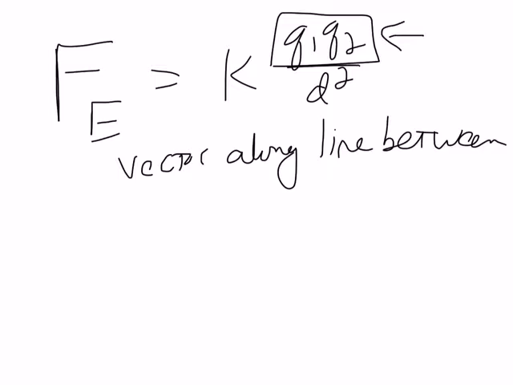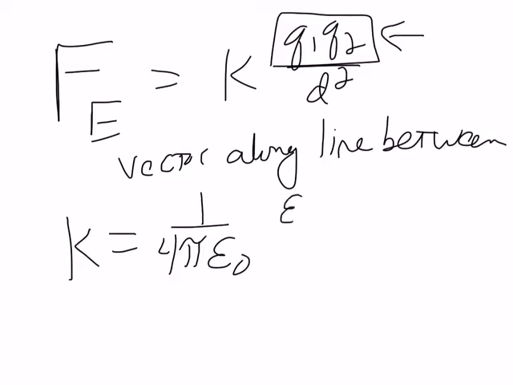Okay? Finally, I'm just going to tell you right now, you're going to see this sooner or later, that K has another way of being written. 1 over 4 pi epsilon naught. Okay? Where epsilon naught is equal to 8.85 times 10 to the minus 12 coulombs squared per newton meters squared. Okay?